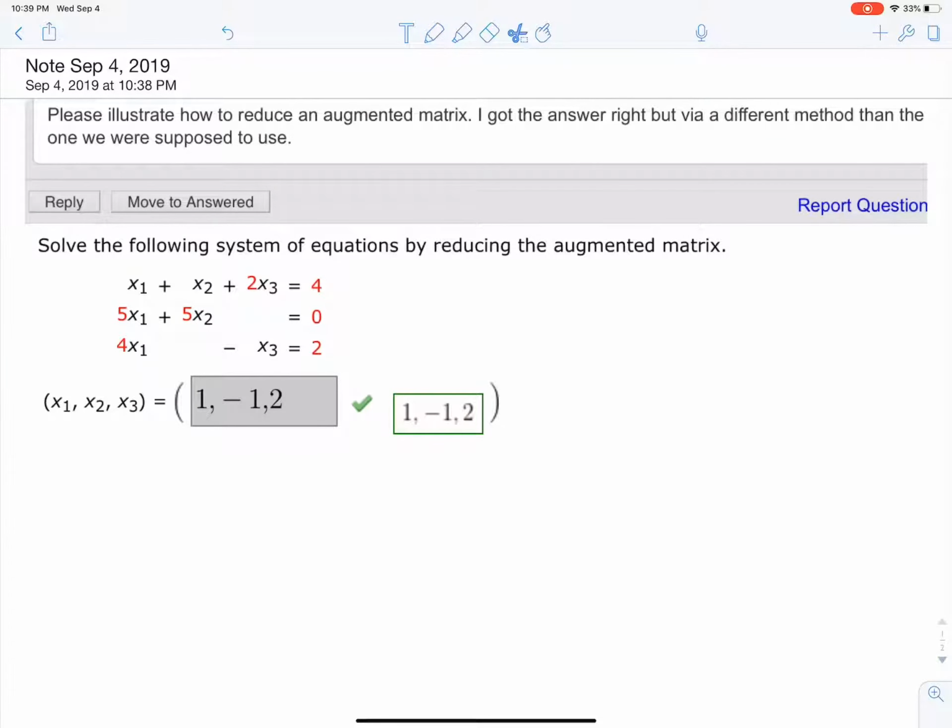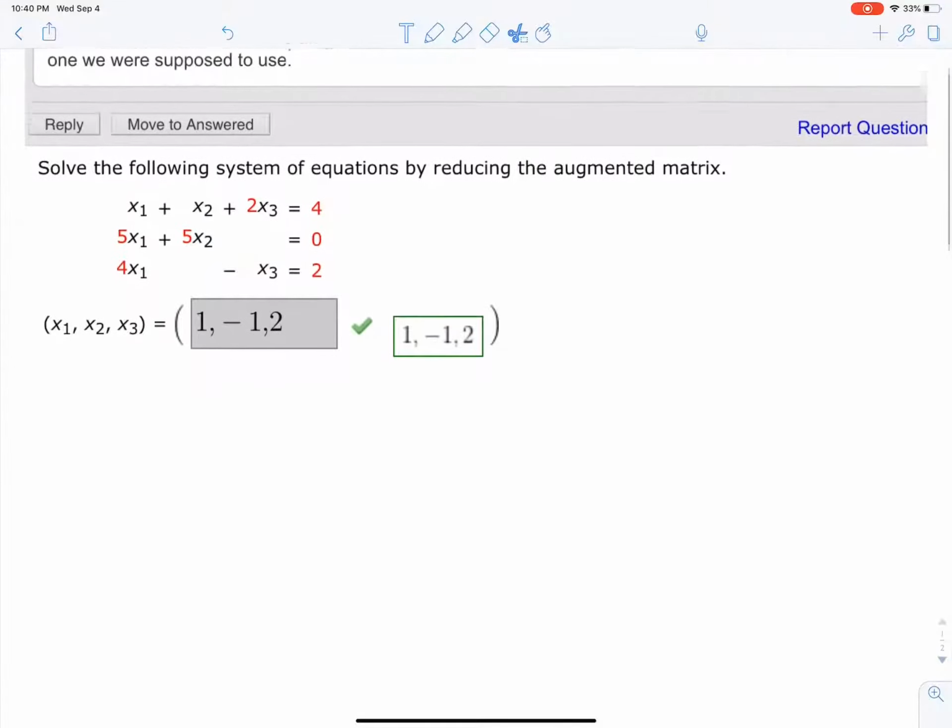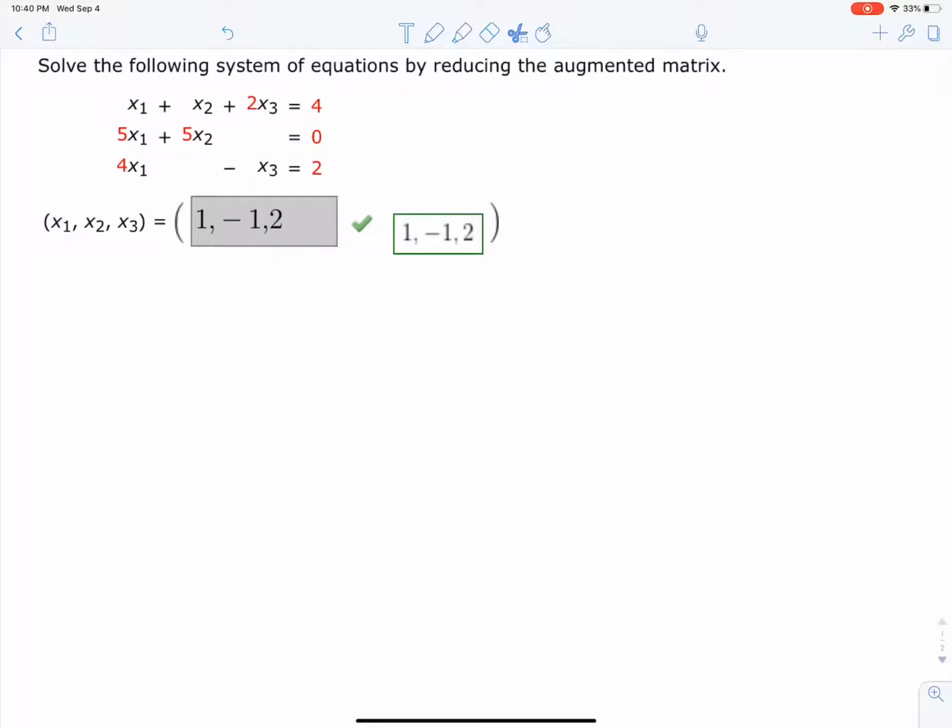Alright, so I want to solve this system of equations by reducing the augmented matrix. Shout out to Christopher Yamuchi for asking this question. To solve this using a matrix, first you create the matrix using the coefficients.